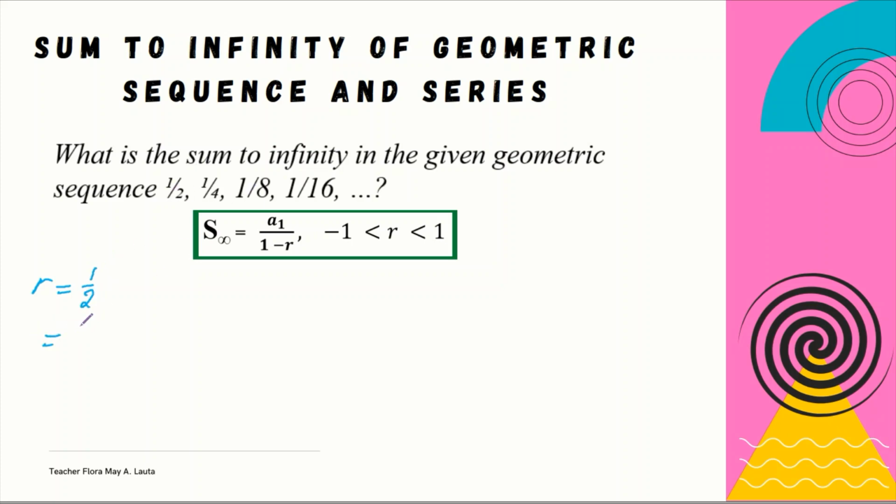Okay, remember, when finding our common ratio, that is a sub 2 divided by a sub 1, and a sub 2 is 1/4 divided by 1/2. So that will be 1/4 times the reciprocal of 1/2, which is 2 over 1. So that will be 2 over 4, and 2 over 4 is 1/2. Right? So that's it.